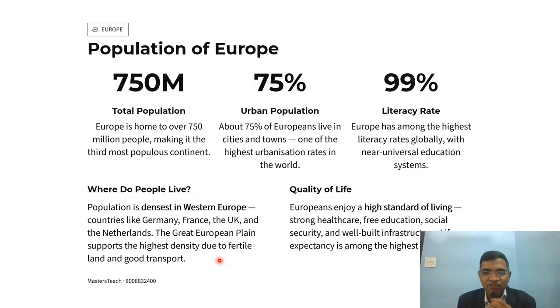They live in a high standard of living. They have a strong healthcare system, hospitals, free education, and social security. They have good infrastructure like bridges and transport systems. Life expectancy is also the highest if you compare with other continents like Asian and African countries. This is the population of Europe.